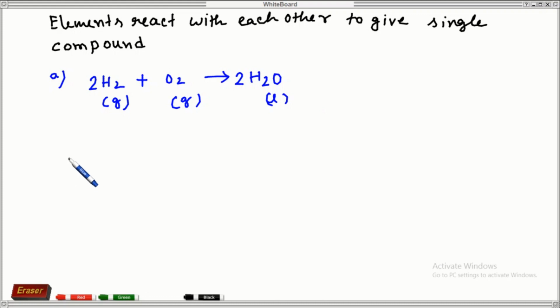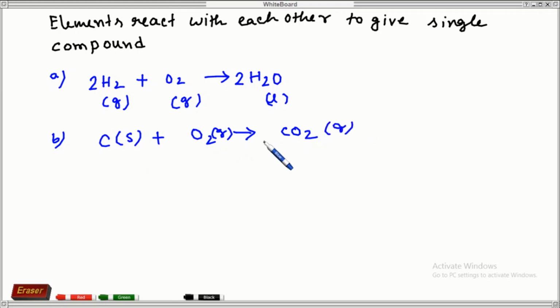Come to the second. Carbon reacts with oxygen to give carbon dioxide. Carbon in solid state, oxygen in gaseous state, CO2 in gaseous state. Is it balanced? Yeah, of course, one carbon is there, one carbon is there, two oxygen is there, two oxygen is there. So this is a balanced equation.